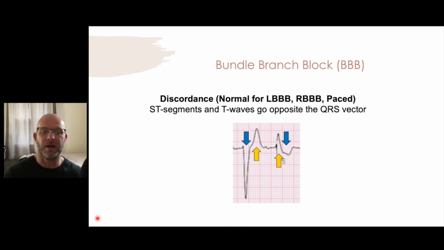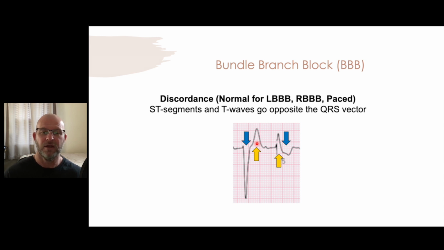Well, one of the primary things is discordance. When we talk about discordance, we're talking about the direction the QRS goes, the STs go the opposite direction. That's a normal finding if you have a bundle branch block or a paced rhythm. When that ST segment goes above the isoelectric line, that is a trigger for some folks to call it a STEMI automatically.